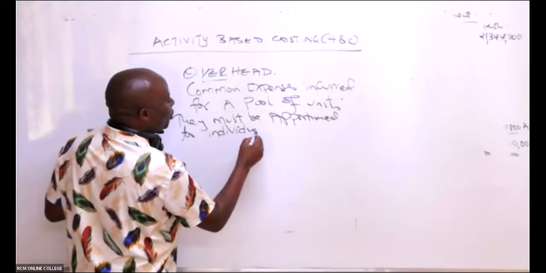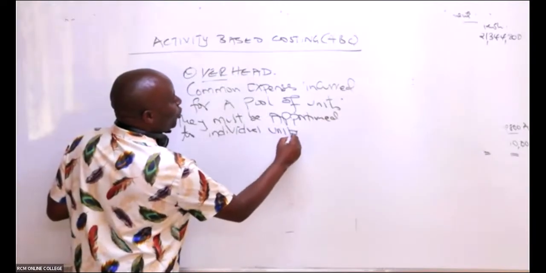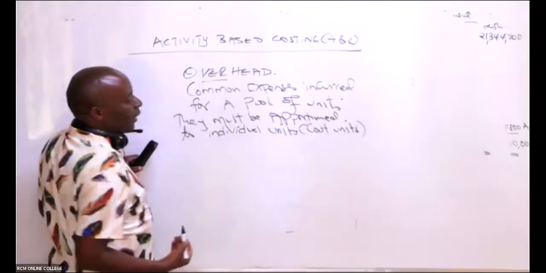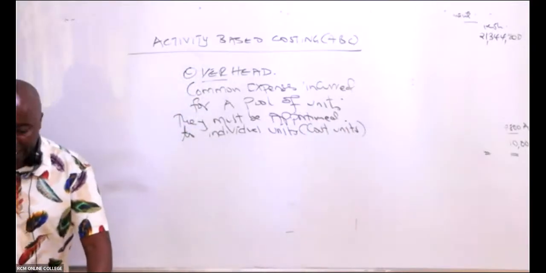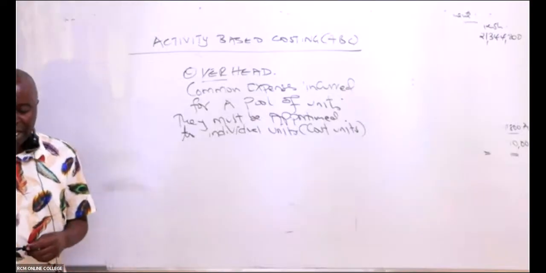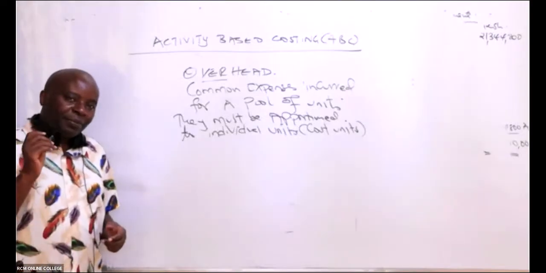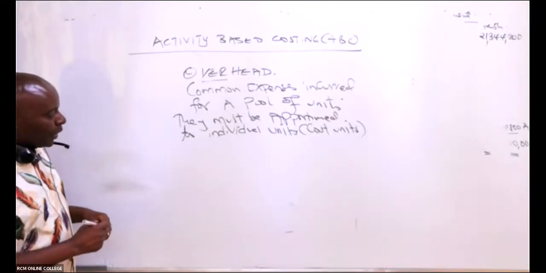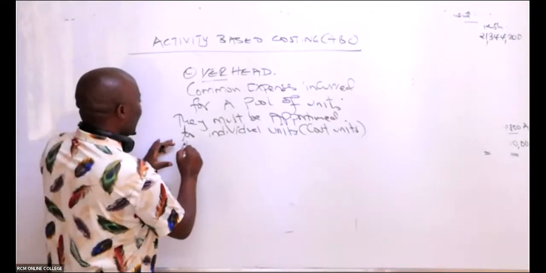They must be apportioned to individual units, what we basically call the cost units. So for pricing purposes, at the end of the day, these overheads must be apportioned. There are two methods of doing the apportionment.